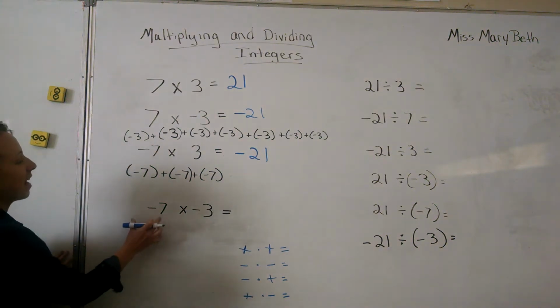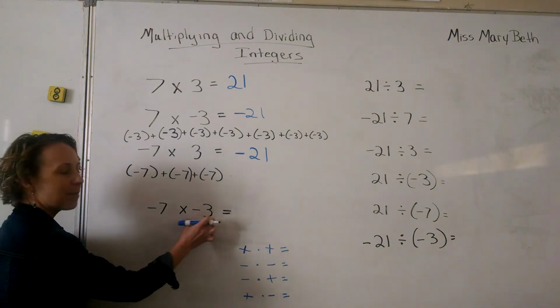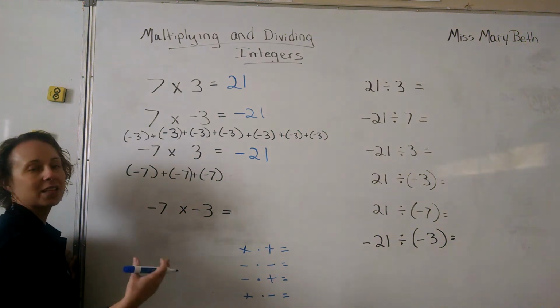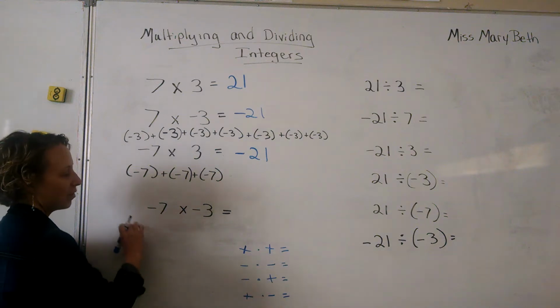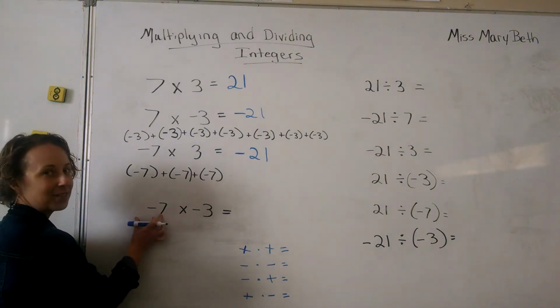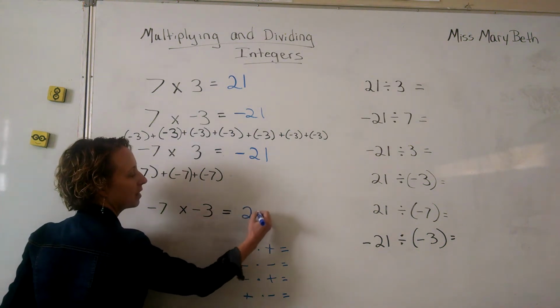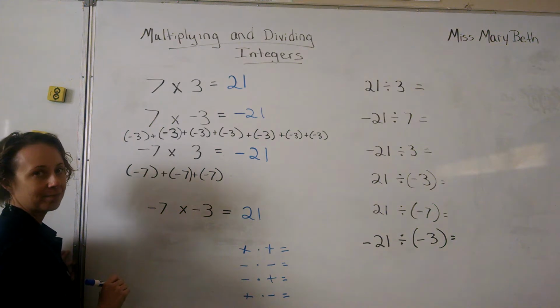And last but not least, I have a negative number times a negative number. The way to think about this is, again, to think about the negative signs sort of canceling each other out. There's no way to represent this as addition. But if I have negative 7 times negative 3, I'm going to end up with a positive 21.